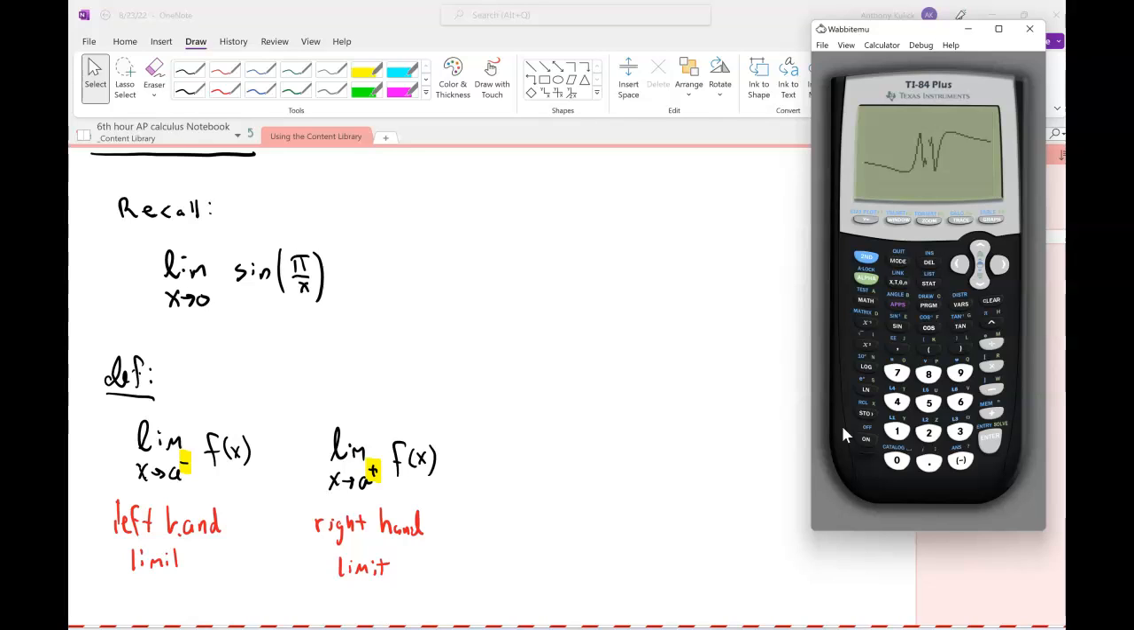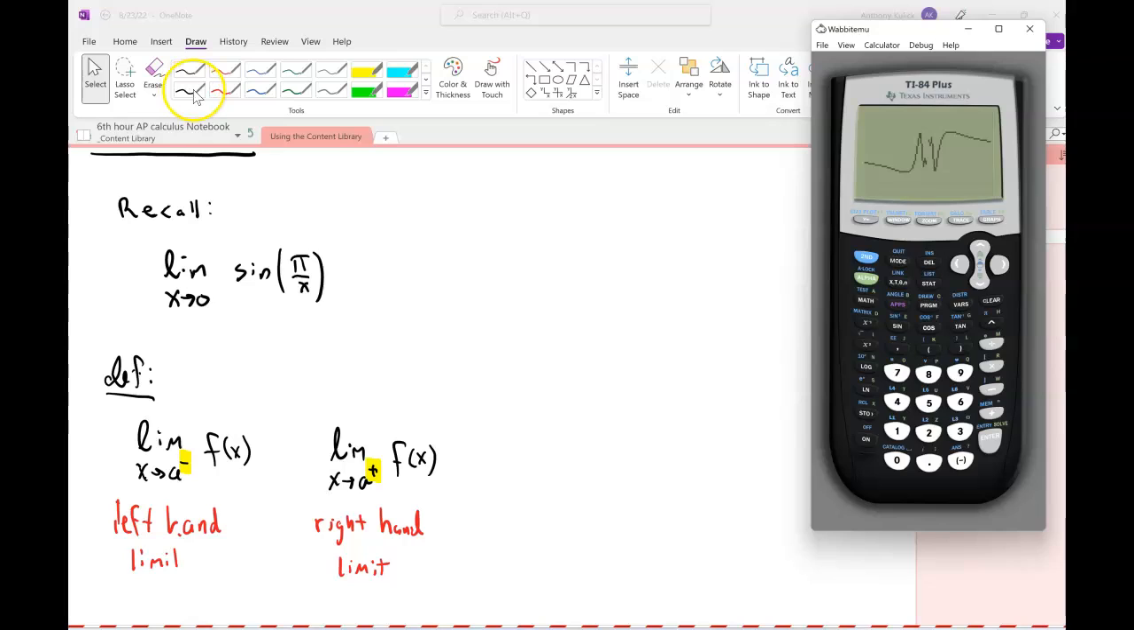Amanda? If they're approaching the same limit, then the limit exists, but if not, then the limit doesn't exist. Excellent. So for a limit to exist, the right-hand limit and the left-hand limit must agree. They must equal the same value, and that will then also be the value of the limit.